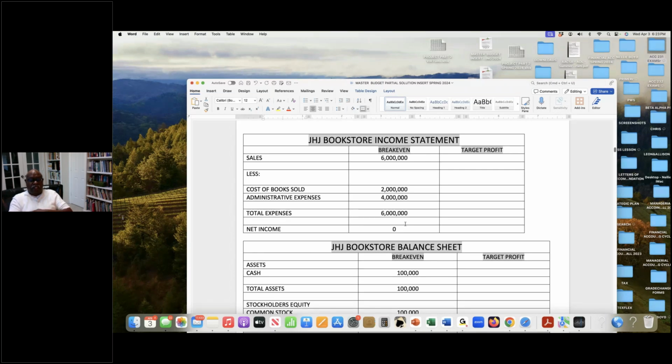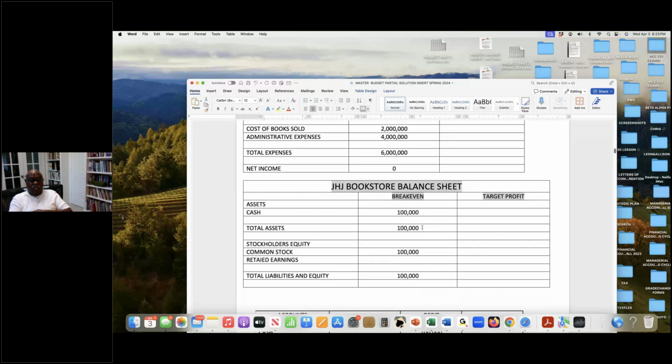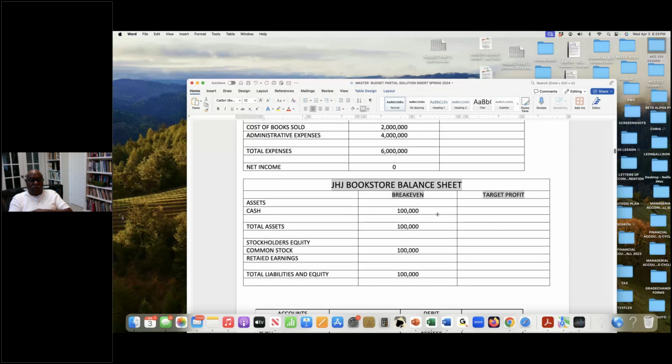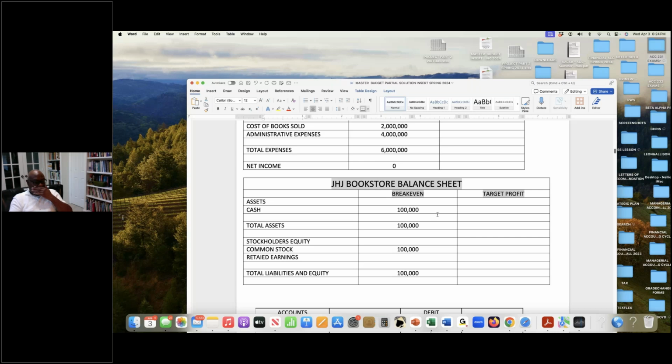Next, we need a balance sheet. So, how are we going to get this balance sheet balanced out? What are we going to do? How much retained earnings do we have at this point? Let's go and make the closing entries.